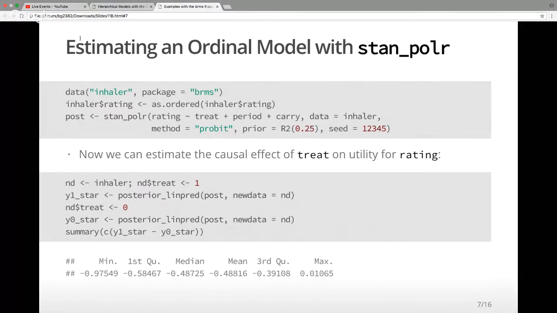So you can estimate a model like what I previously described using the stan_polr function in the rstanarm package, which was intended to have syntax similar, or at least for the first couple arguments, identical to the polr function in the MASS package. polr stands for proportional odds logistic regression, which is what, way back in the day, was implemented in the MASS package to do.